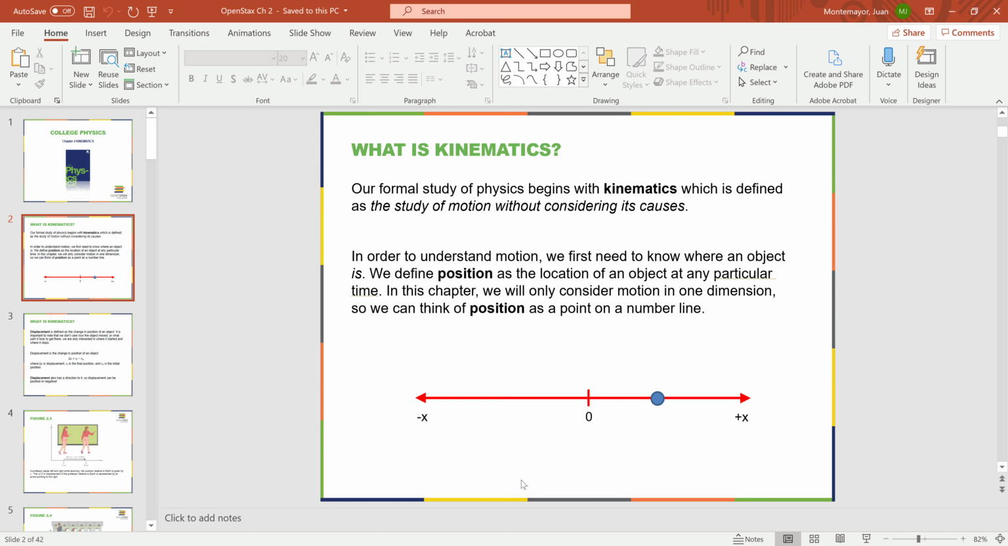So our formal study of physics begins with kinematics, which is defined as the study of motion without considering its causes. In order to understand motion, we first need to know where an object is. We define position as the location of an object at a particular time. In this chapter, we will only consider motion in one dimension, so we can think of position as a point on a number line. So basically, if we do not know where an object is, there is no way of us understanding exactly what we need to do with that object. So position is crucial. We need to know exactly where the object is to understand where we have to go, what we have to do with that object.